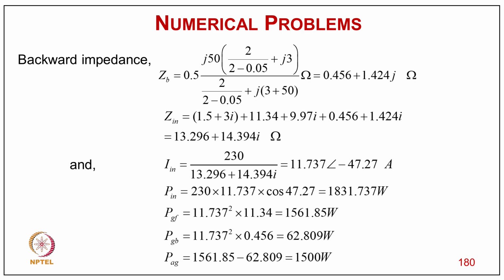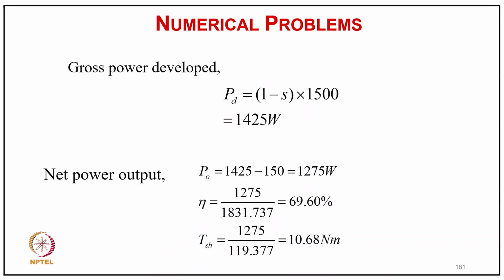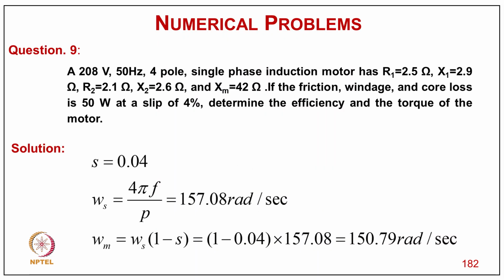PGF equal to I square RF, that comes 1561.85, and PGB equal to I square RB, so it comes 62 watt, and PAG comes PGF minus PGB, it comes 1500 watt. Gross power developed PD equal to (1 minus s) into PAG, that comes 1425 watt, and net output power PO equal to PD minus the rotational loss, so it comes 1275 watt. Efficiency comes output over input, 1275 divided by 1831.73, 69.6%, and shaft torque is the output power divided by the speed, it comes 10.68 Newton meter.